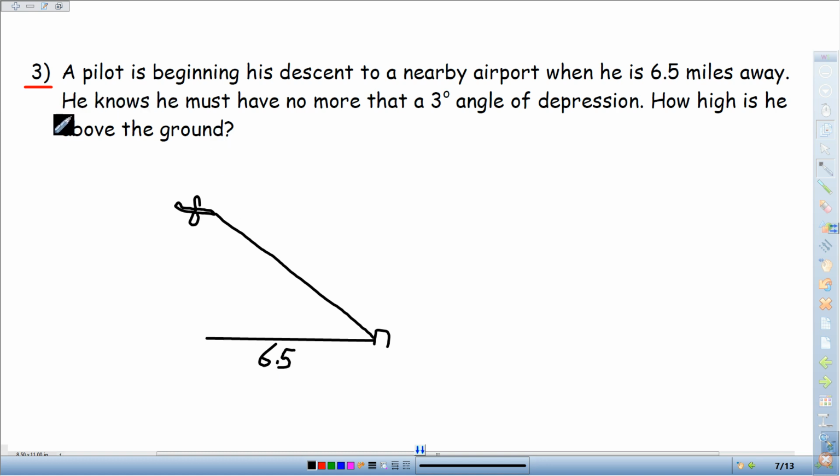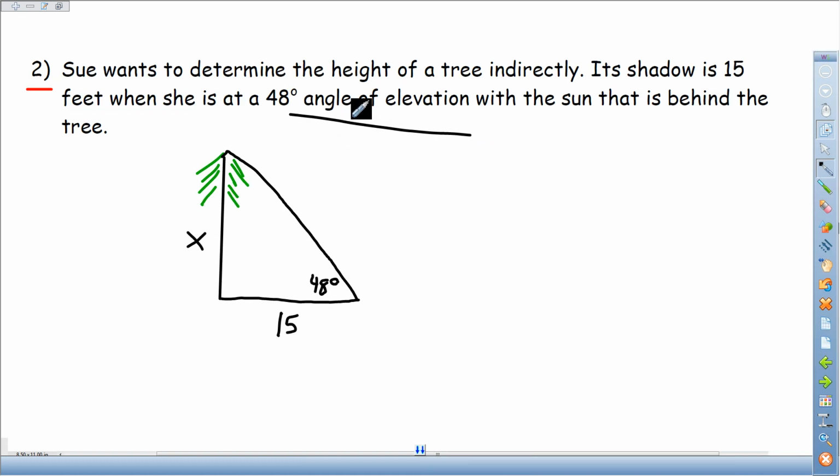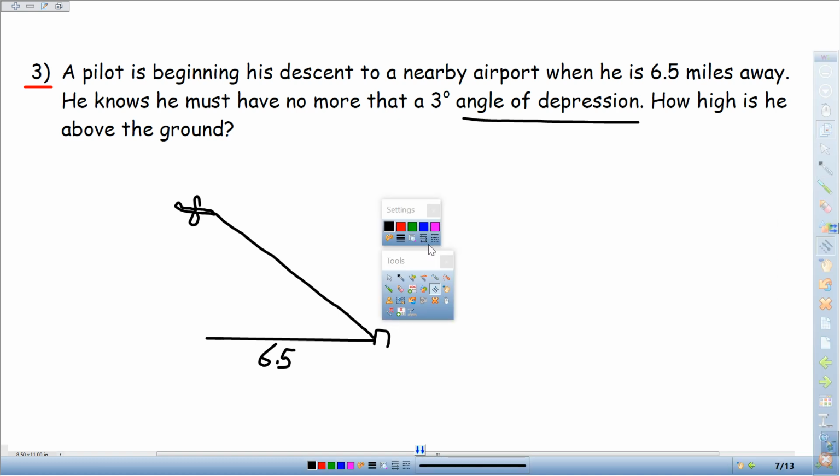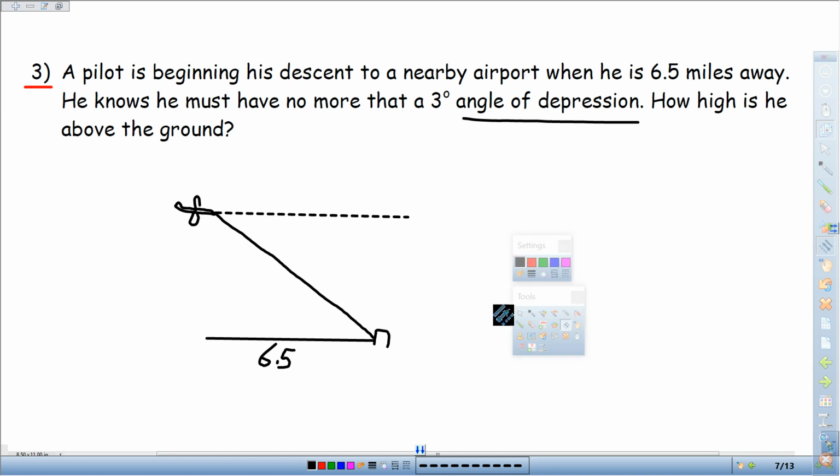This is where it gets a little strange. He knows he must not have more than a 3-degree angle of depression. Well, on the last one, if the angle of elevation was going up, the angle of depression is going down. So here's kind of the way to draw this. The plane was flying completely horizontal like this. But it started to go down towards the ground at a 3-degree angle. So this right here is our 3-degree angle. And then ultimately, how high is he above the ground? So how high up is he right there?